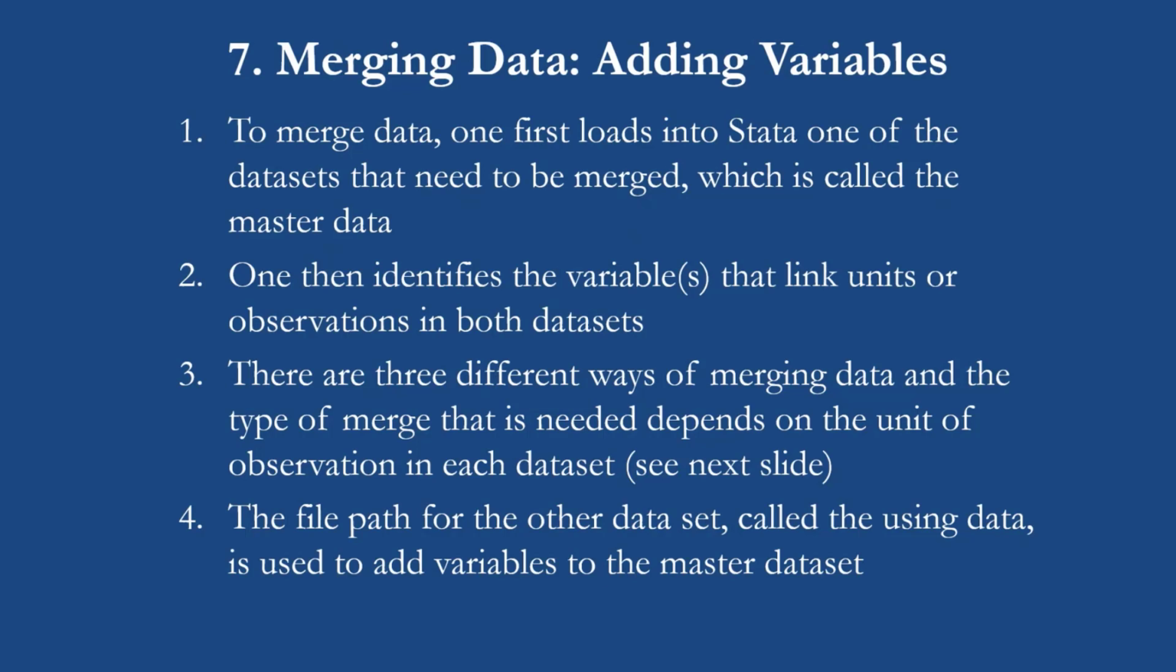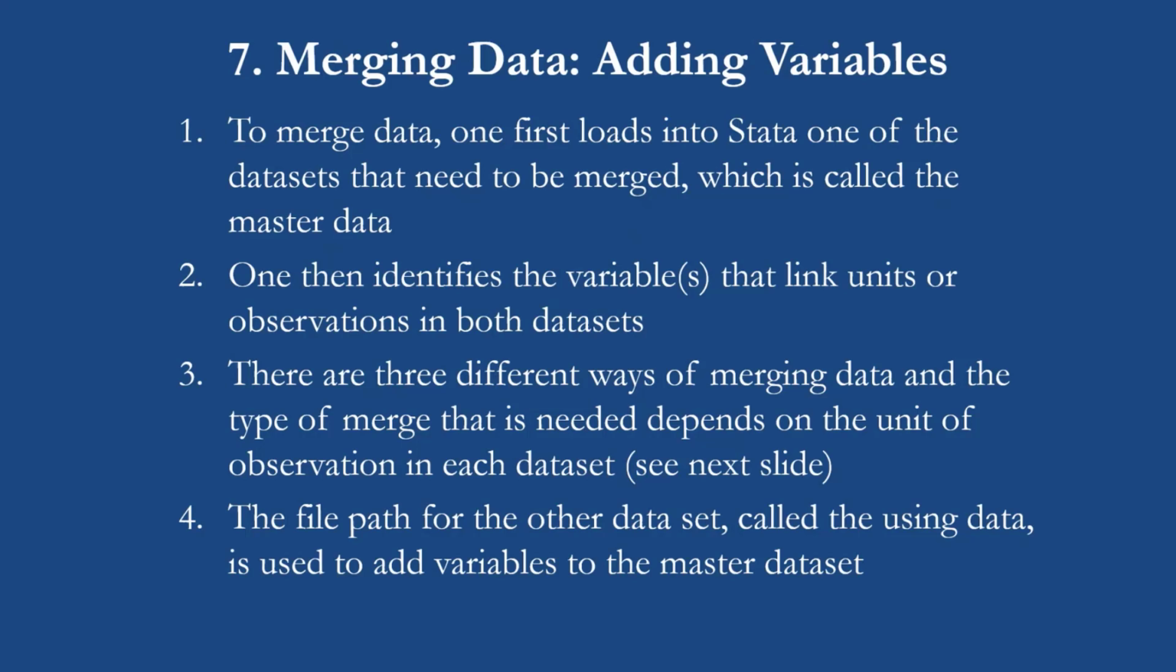And then the last thing is, there are 3 different ways of merging data, and I'll show you why that is and how that works. But basically, it depends on whether the identifying variable or variables are duplicated in one of your data sets. So you just need to know what kind of merge you're doing. And I have visuals to show, because I think the visuals are a much easier way of saying this is what you're doing, as opposed to just text. And then lastly, the file path.